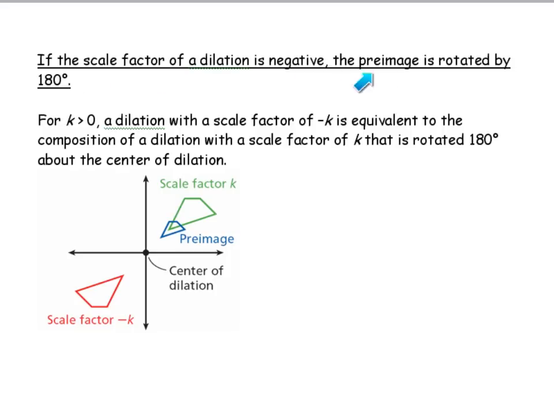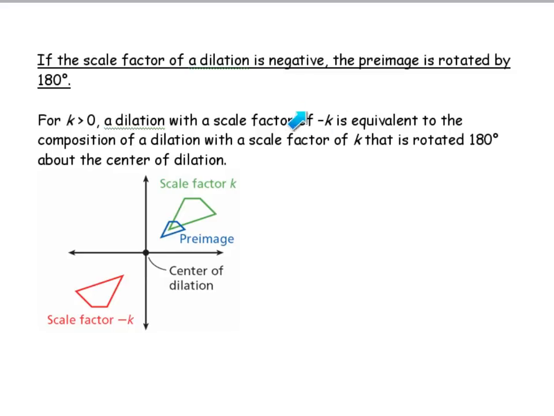I know I've stated this before, but we're going to state it again. If the scale factor of a dilation is negative, that means the pre-image is going to be rotated 180 degrees. Also, if k is greater than 0, we say that a dilation with a scale factor of negative k is equivalent to a composition. Remember, we put two things together. It's a composition of a dilation with a scale factor of k that is rotated 180 degrees about the center of dilation.